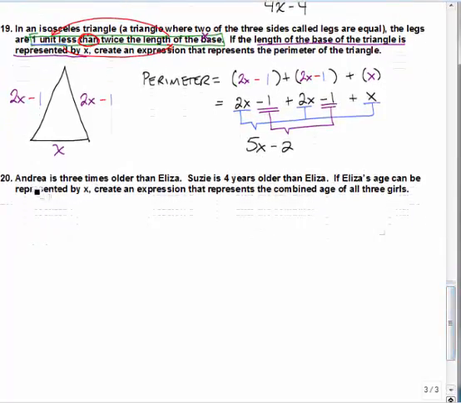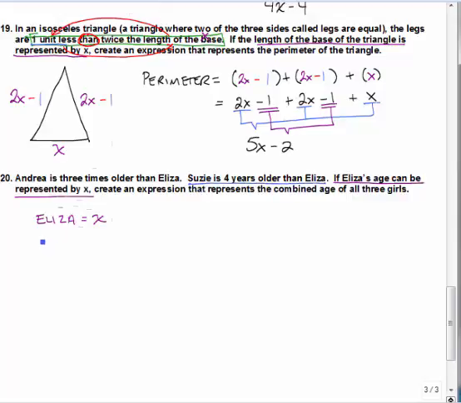Okay, the next one. Andrea is 3 times older than Eliza. Susie is 4 years older than Eliza. If Eliza's age can be represented by x, create an expression that represents the combined age of all 3 girls. Whew, that was a lot. Let's start with what they gave us. They told us that Eliza can be represented by x. So let's write Eliza is equal to x. I always like to figure out whatever my first statement is, and let's try to pick each one apart backwards.